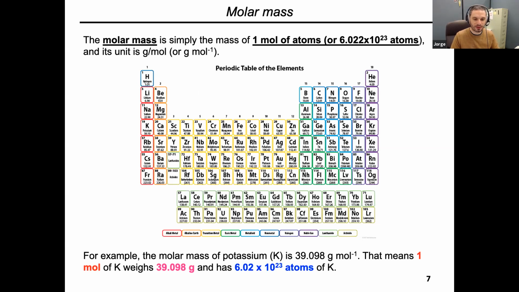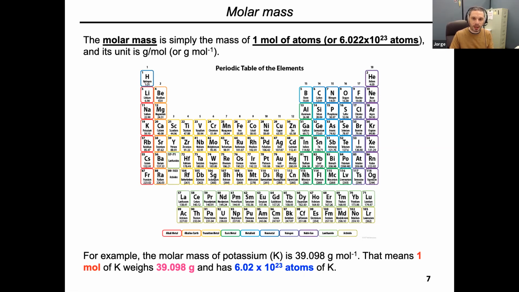For example, the molar mass for potassium, right here, is 39.098 or 39.10 grams per mole. The meaning of that is that 1 mole of atoms of potassium weighs 39.098 grams. And that's equivalent to 6.02 times 10 to the 23rd atoms of potassium.